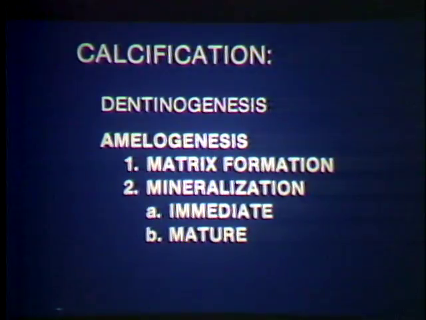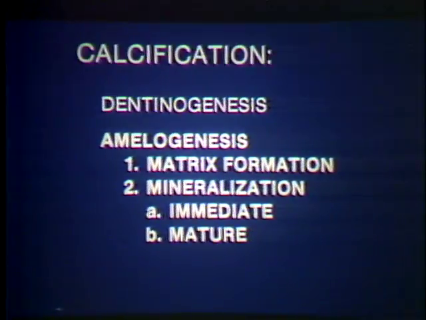Mineralization of the enamel matrix takes place in two stages. The first stage results in an immediate partial mineralization of the matrix segment, and the initial influx may amount to 25 or 30% of the eventual total mineral content. This first mineral deposition is in the form of crystalline apatite.